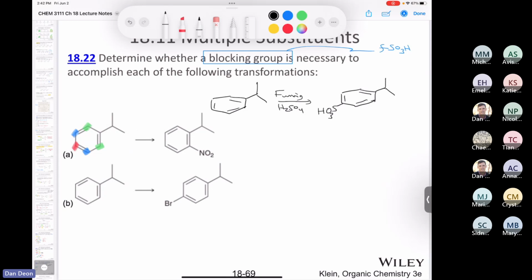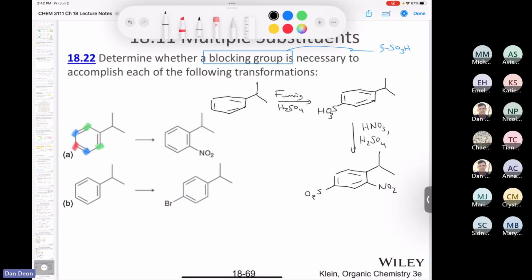All right, and so next we're going to install our nitro group. So you have to know the conditions for nitration. So it's going to be nitric acid and sulfuric acid mixed together. And that's going to affect the nitration. And of course, now it's going to go ortho to the stronger activator, right? This is a deactivator. This is a weak activator. So it's going to go where the activator directs it. So it's going to go in the ortho position to the isopropyl group. So we get our nitro group in here.